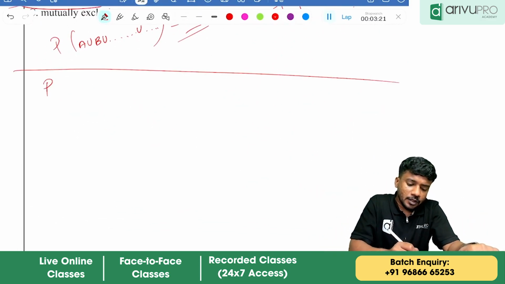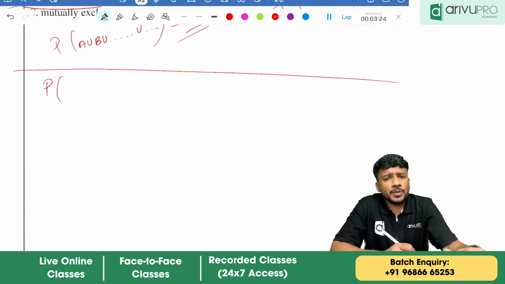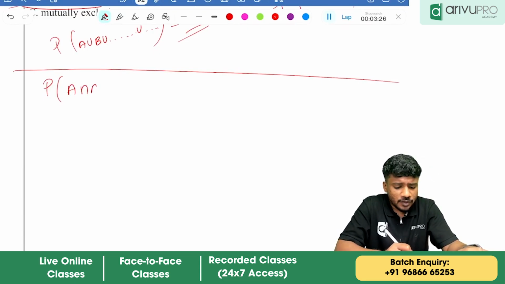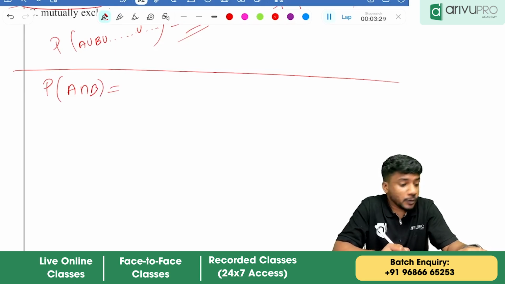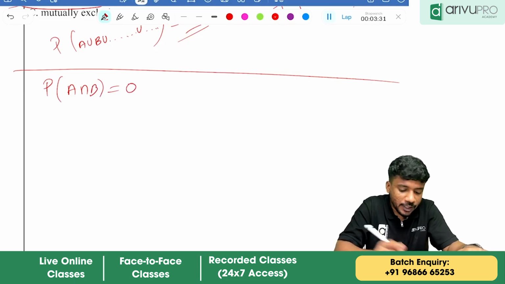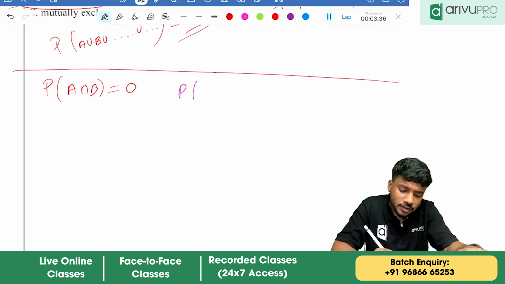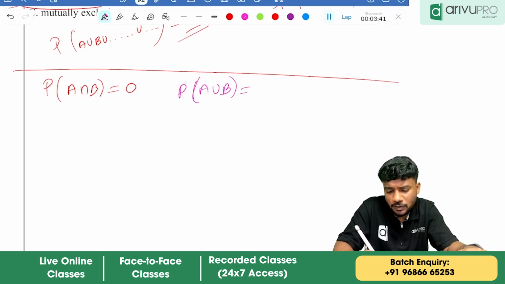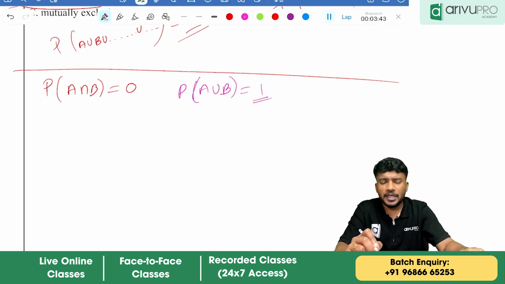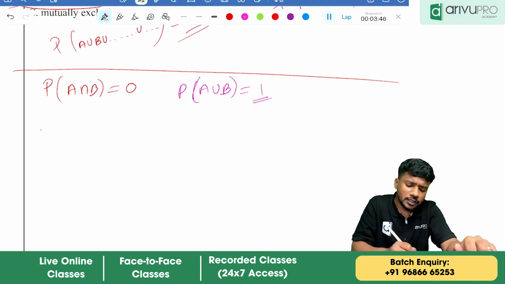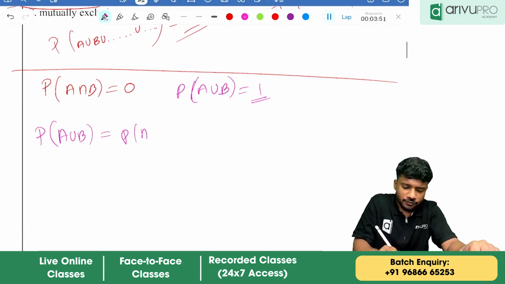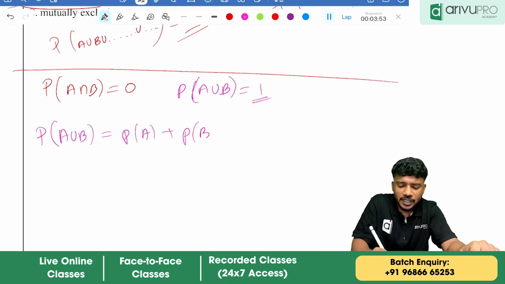People, what is the case when it is a mutually exclusive event? A intersection B will be equal to what? In mutually exclusive, the intersection value will be equal to 0. Now, when it is mutually exhaustive, what type of value will that be? P of A union B will be equal to 1. Okay. Now there is a theorem of total probability.